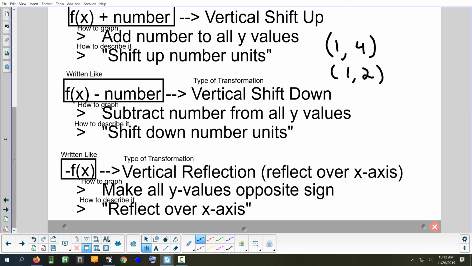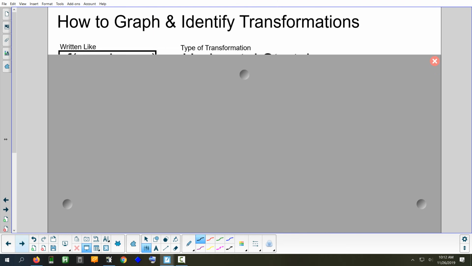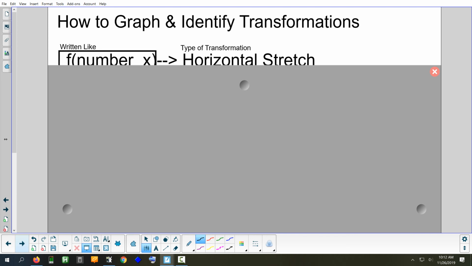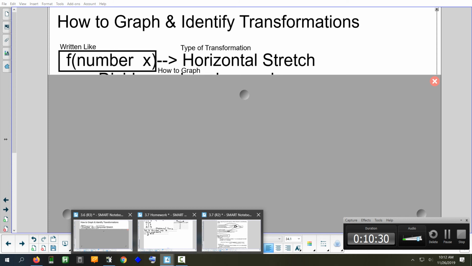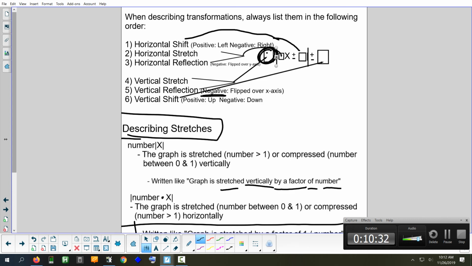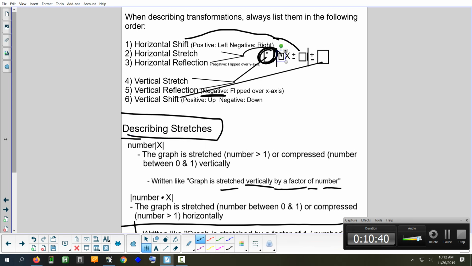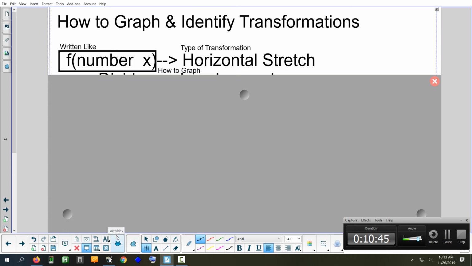Okay. So that's our vertical. Now, let's look at what happens if we put a number in front of x. Number in front of x. Go back to your chart. Chart's right here. Number in front of x. Follow the arrows back. Horizontal stretch. That's when you put a number in front of x. All right, so let's go back here. Horizontal stretch.